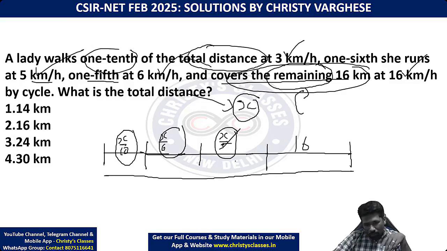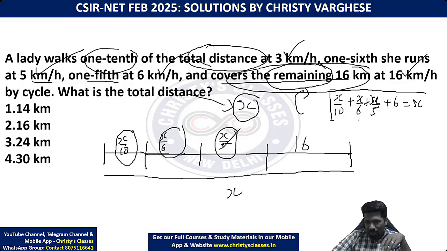So all these added is x. That means the only equation we need is x by 10 plus x by 6 plus x by 5 plus 16 is equal to x. Linear equation this is. Solve this. You have completed the solution. So solve this. You know how to solve it.